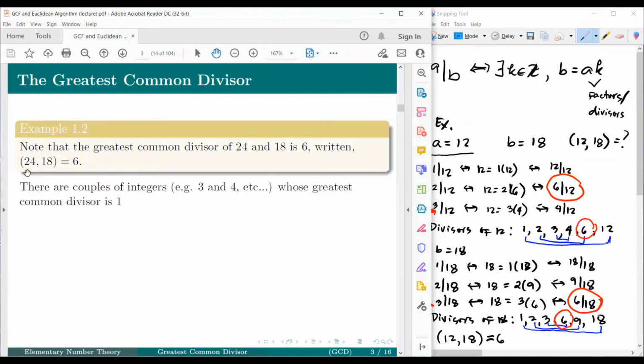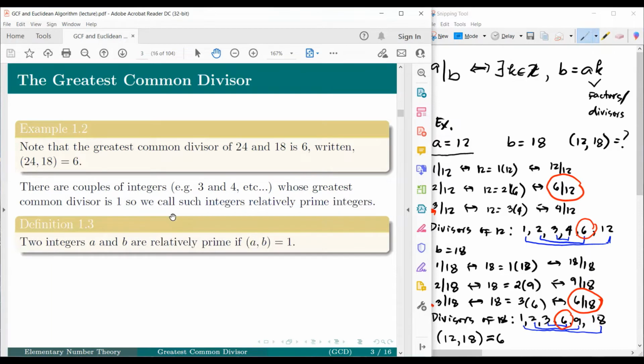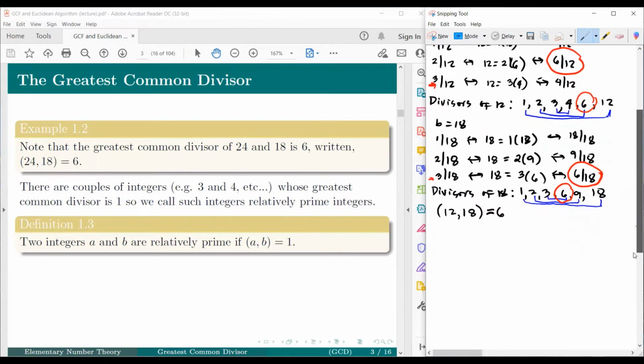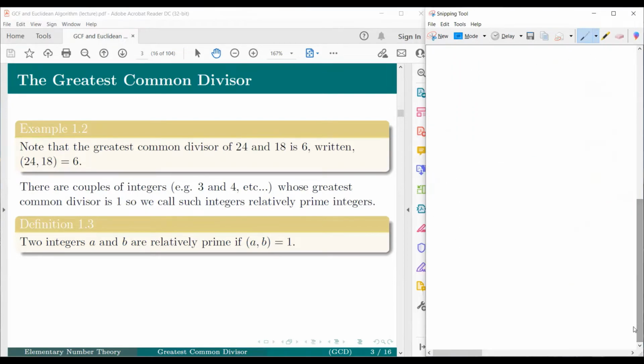So here there are couples of integers such as 3 and 4 whose greatest common divisor is 1. We call such integers relatively prime integers. So two integers, a and b, are relatively prime if the GCD of a and b is 1.